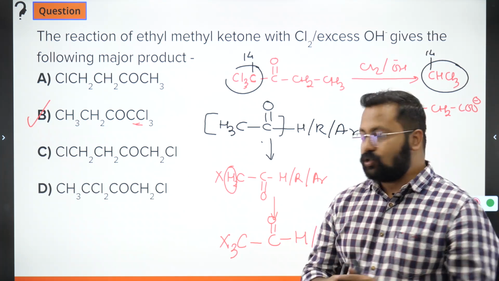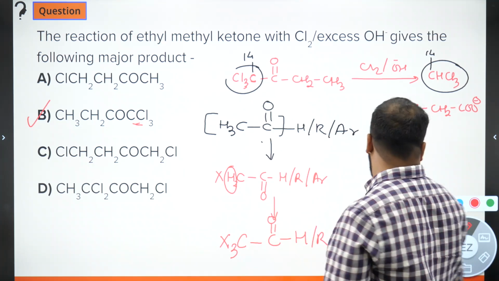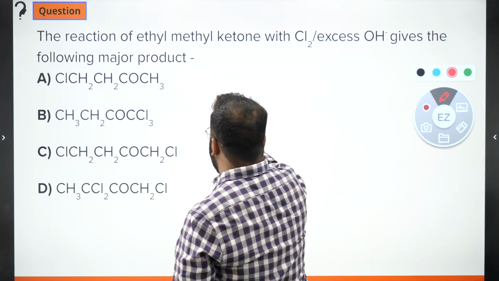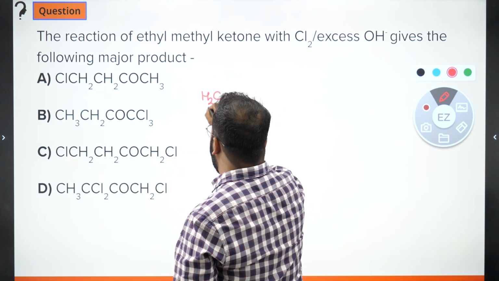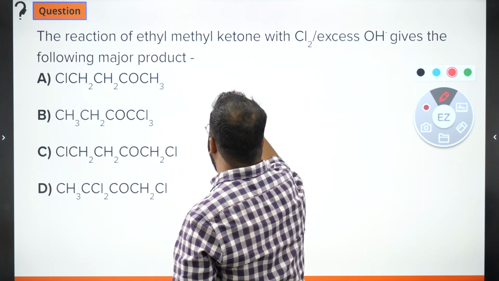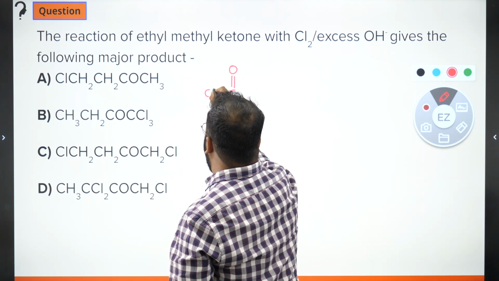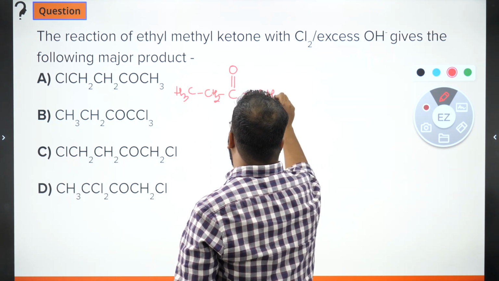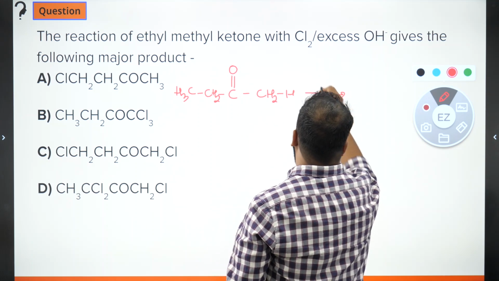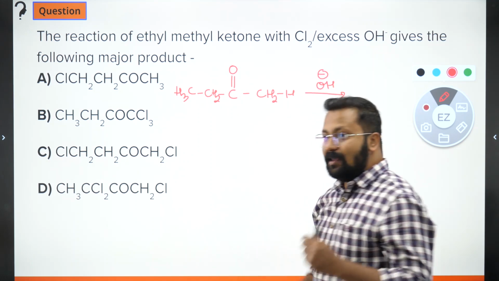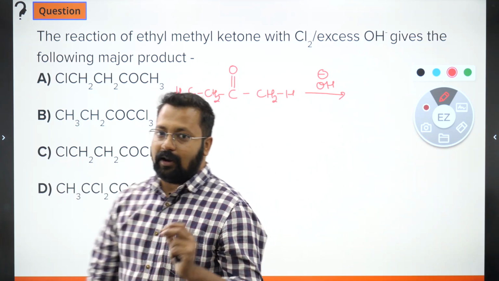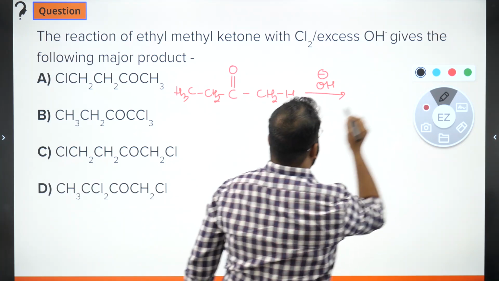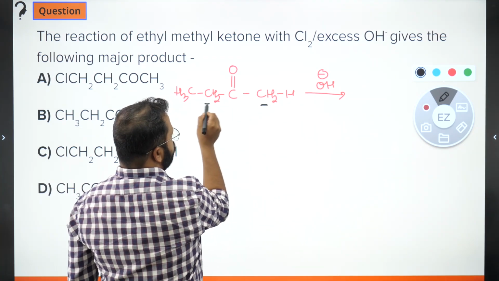Now, if anybody is interested to know how this mechanism occurs, then we can write this thing like this. So, आप करते क्या हो कि CH3, I'm writing CH2, CH3, CH2H, and this reacts with OH minus. Now it is very important to know that कि ये reaction में there is a hydrogen over here, there's a hydrogen over here, and there's a hydrogen over here.